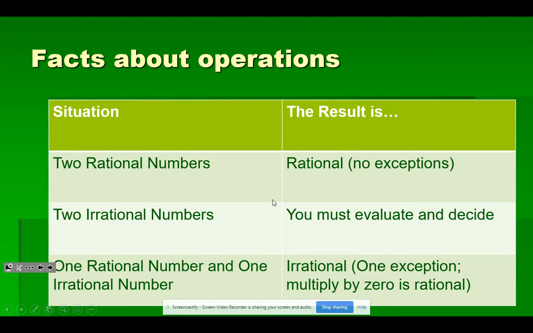Finally, if you have one of each, a rational number and an irrational number, the result will always be irrational with one exception. Anytime you multiply by 0, your answer will be rational because your answer is 0 according to the zero property of multiplication.